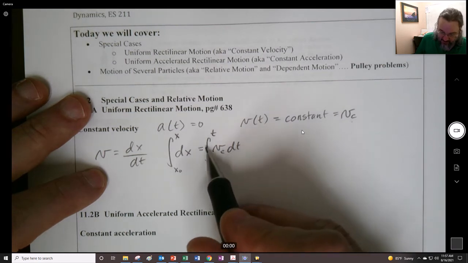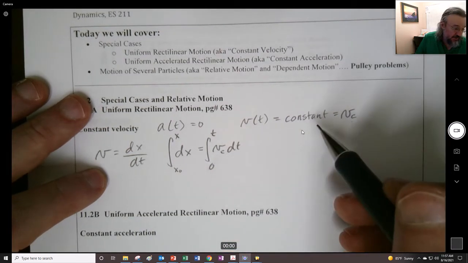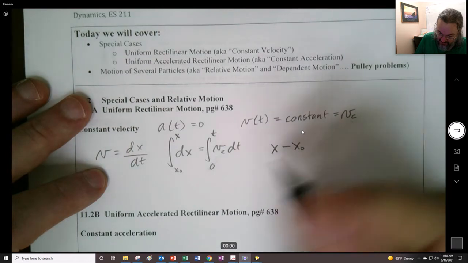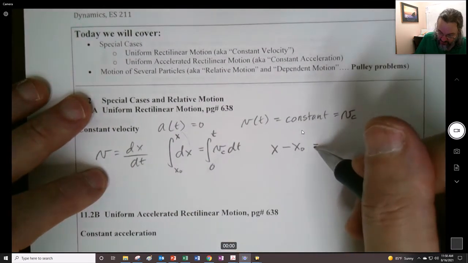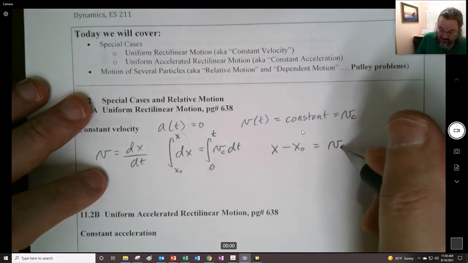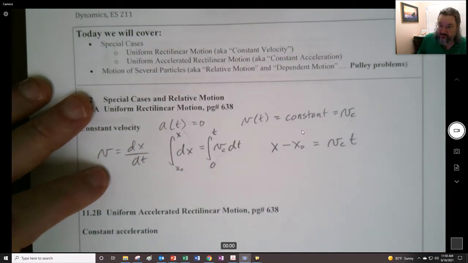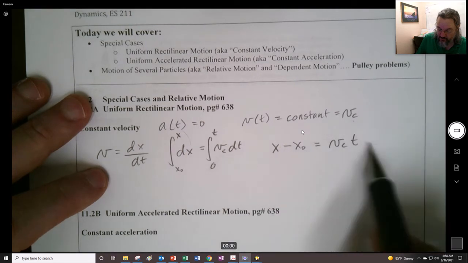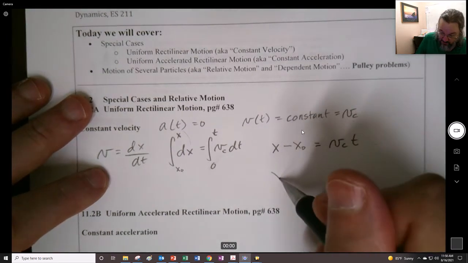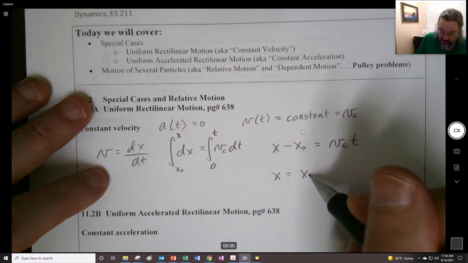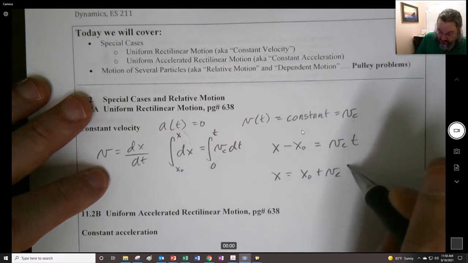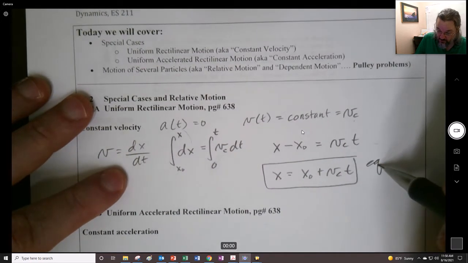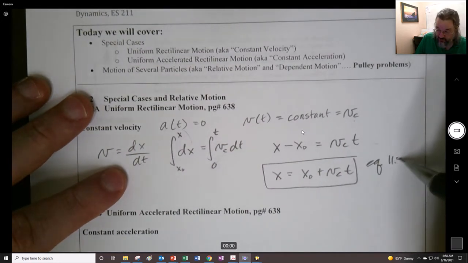So we can pull it outside of this integral, and what we're left with is x minus x0 is going to be equal to vc times t, because there's 0 right here. We don't want to worry about that. So that's a very simple problem. We can say that x is equal to x naught plus vc times t. And in your book, that's equation 11.5.